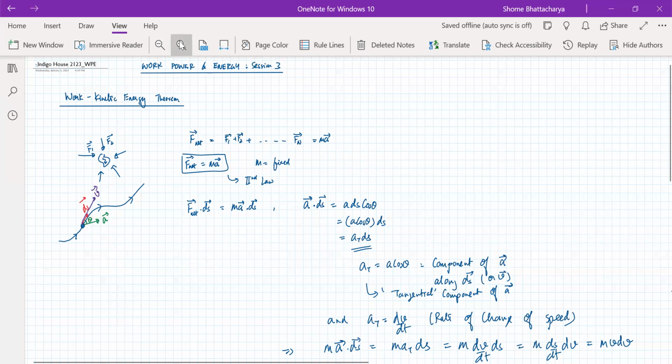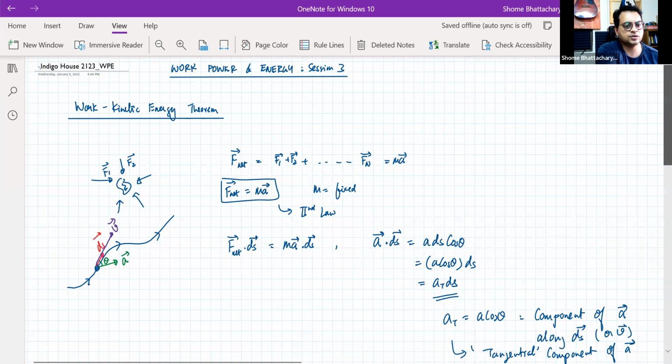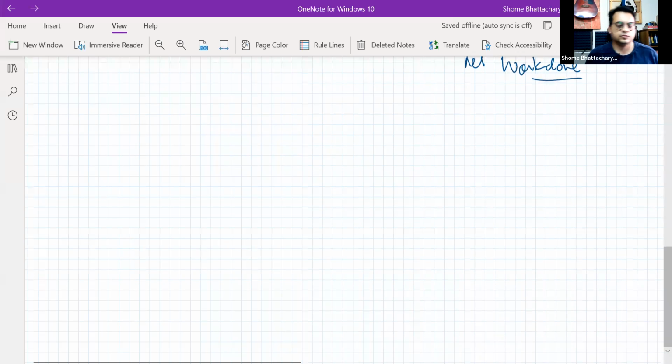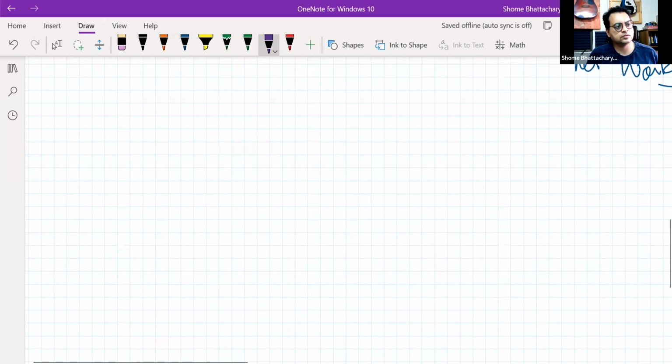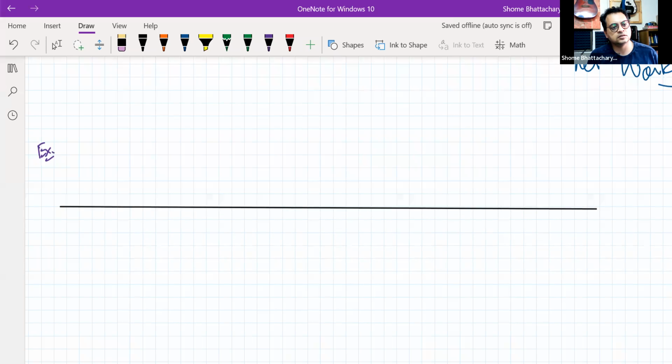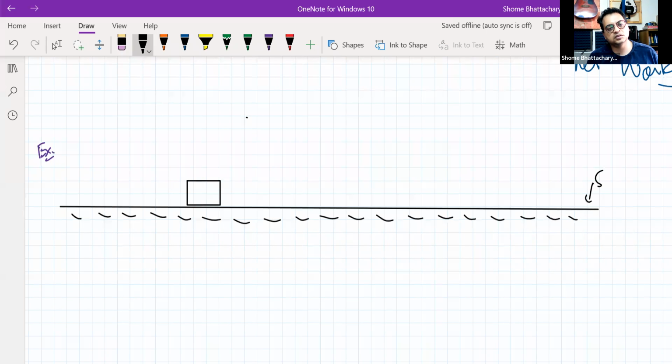So let's look at the application of this work kinetic energy relation now. For example, we have something like this. Suppose we have a smooth horizontal surface, and on that we have a given block which is initially at rest. So this is a smooth surface. This is a block at t equal to 0, it is at rest.